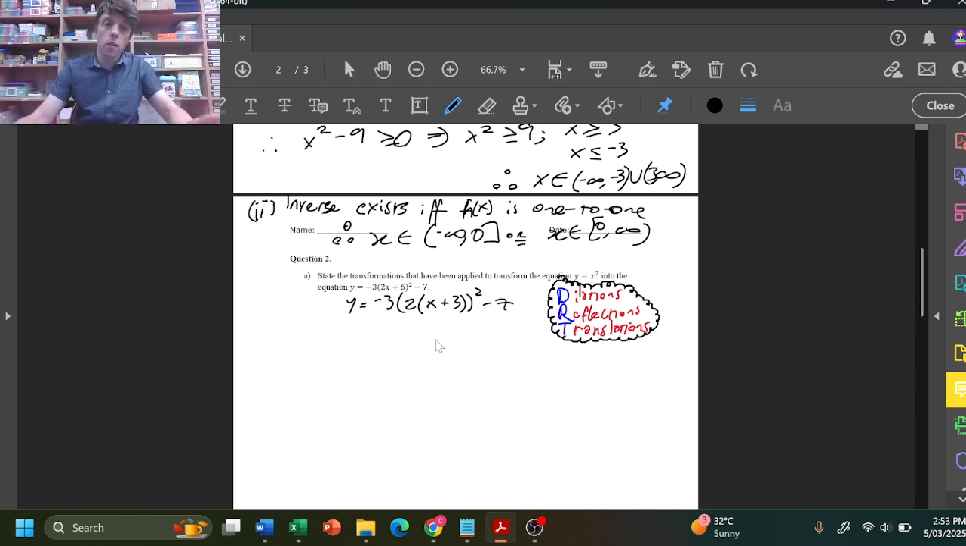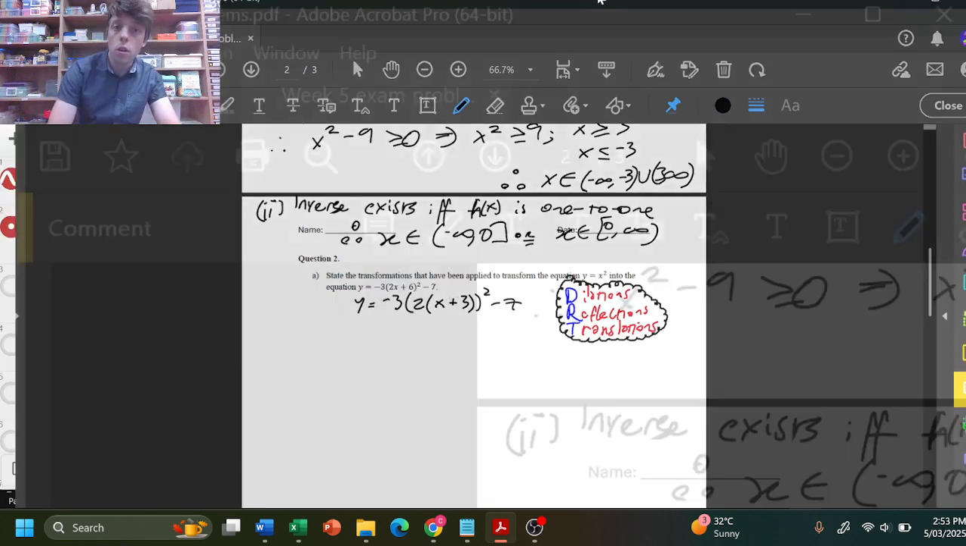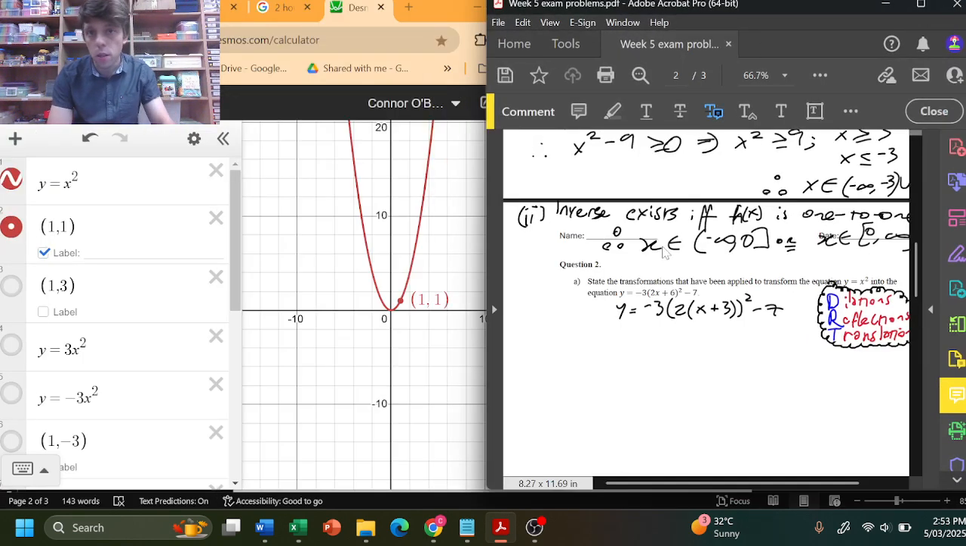All right, now we're going to go through the procedure. What you want to do is start out by naming the dilations that are affecting your function, then the reflections, then the translations. The way you remember this is DRT, so start with dilations, then reflections, then translations. All right, so I'm going to use Desmos to help us visualize this. So we start out with the function y equals x squared. All right, so that's this function right here.